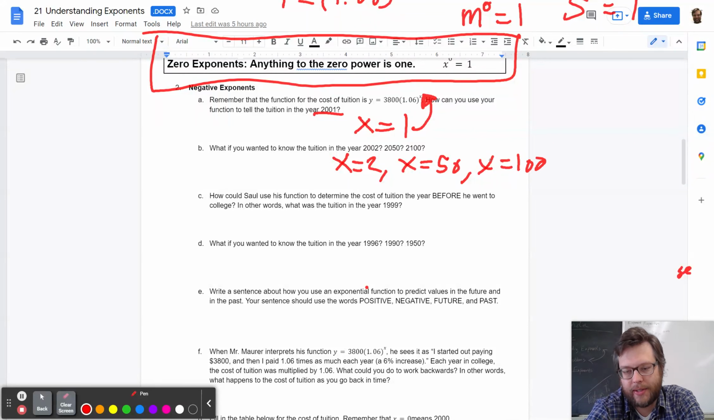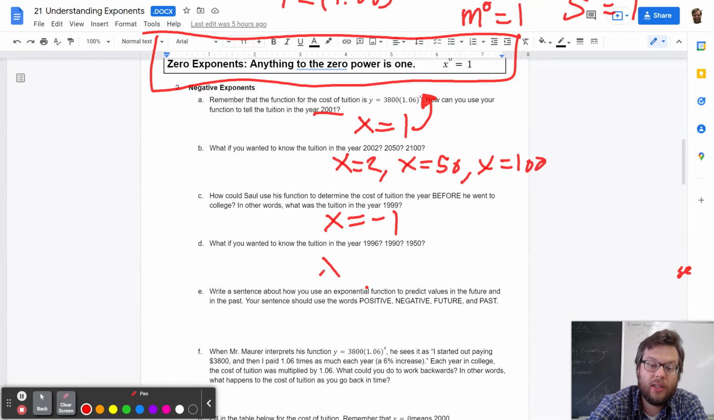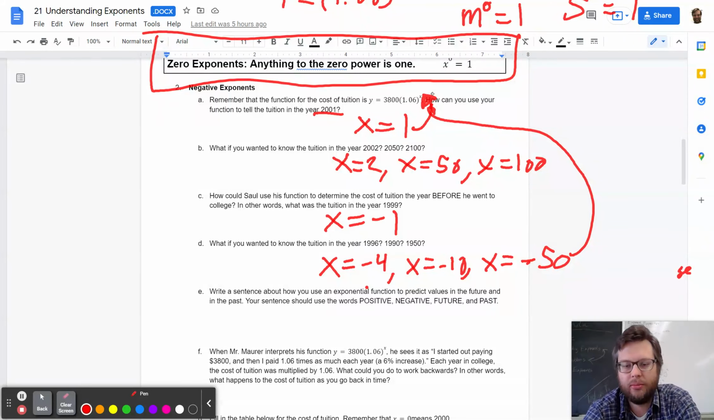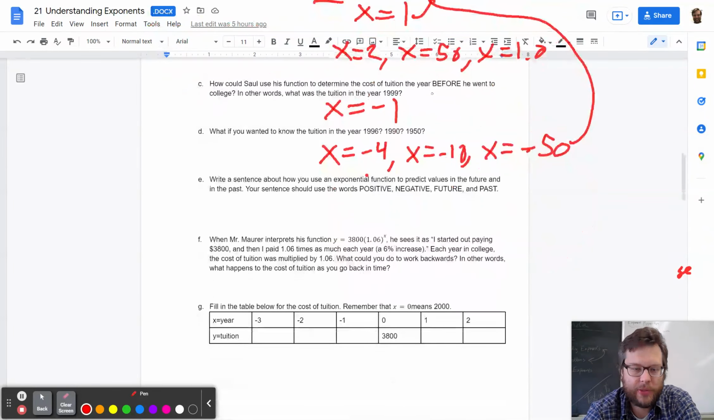Now, the thing that gets interesting is when we start talking about going backwards, going before the year 2000. So in the year 1999, that's 1 year before 2000. So it's negative 1 years after 2000. And same idea, 1996 is x is negative 4, 1990 is x is negative 10, 1950 is x is negative 50. And you can plug those same numbers into that same exponent, just like we did when x was positive 1. And so the sentence here that you're supposed to write down about how positives or negatives work is that positive numbers represent times in the future, and negative numbers represent times in the past.